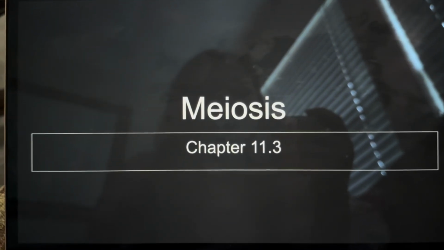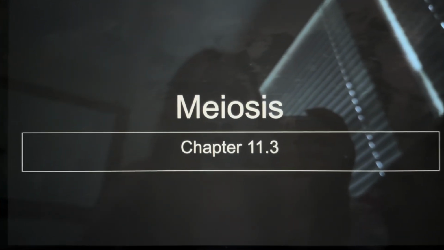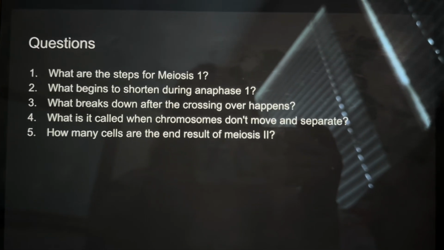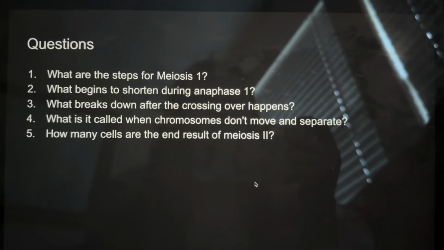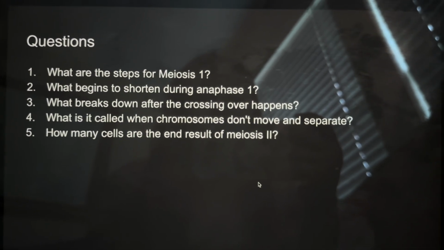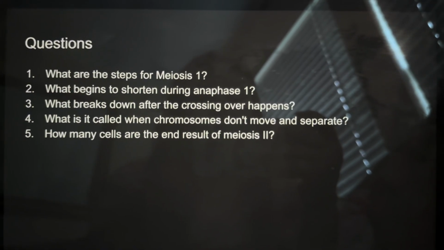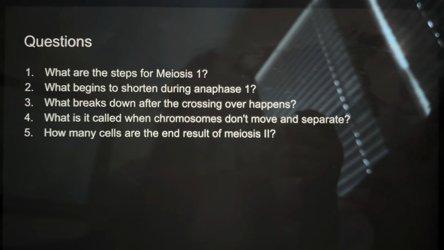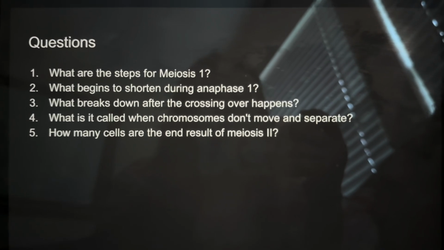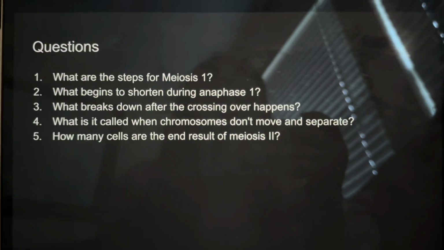Hello, today we're going to be talking about Meiosis, chapter 11.3. Questions we have for y'all today are: what are the steps for Meiosis 1? What begins to shorten during anaphase 1? What breaks down after the crossing over happens? What is it called when chromosomes don't move and separate? How many cells are the end result of Meiosis 2?